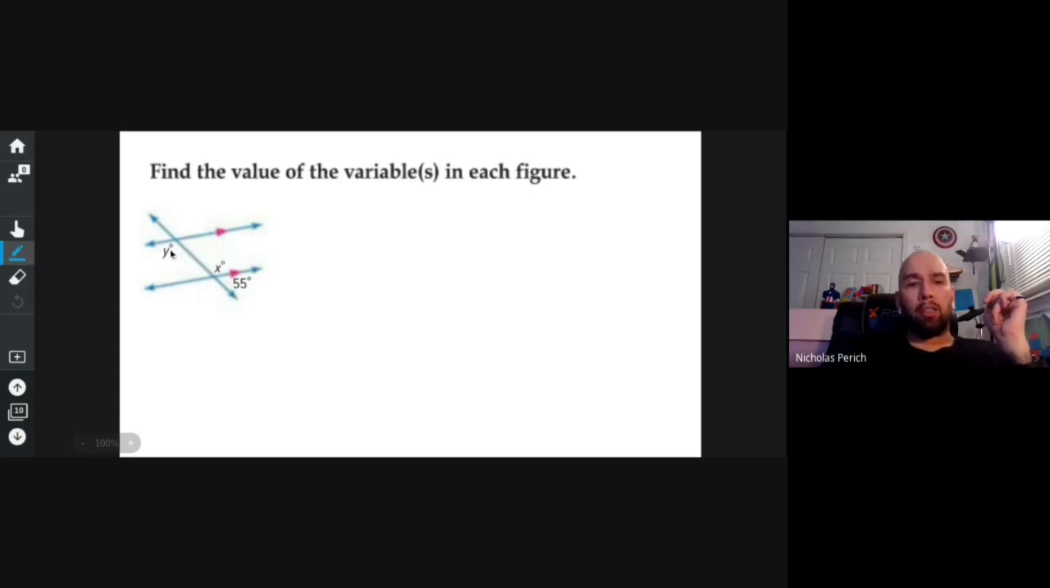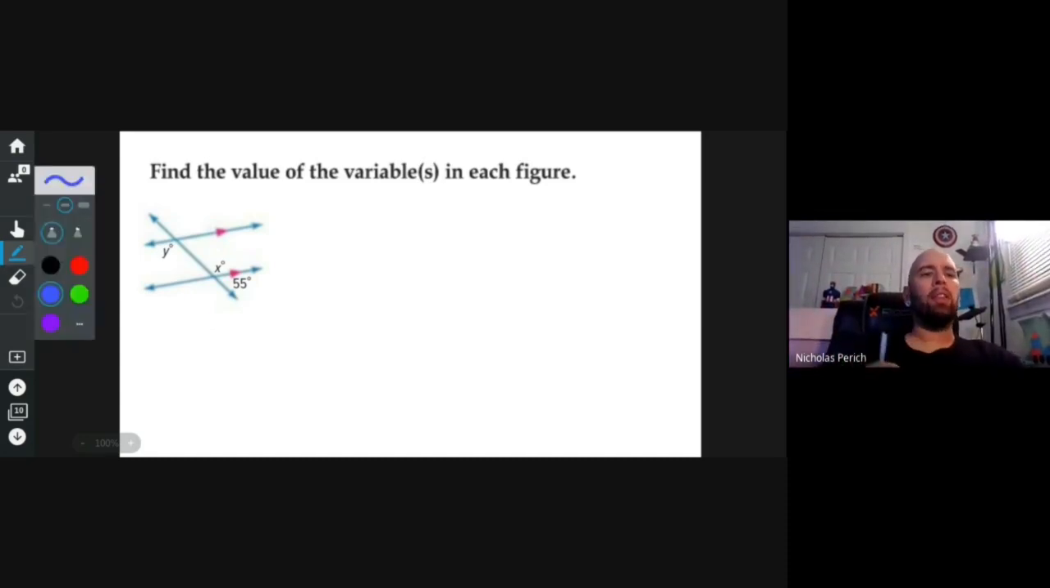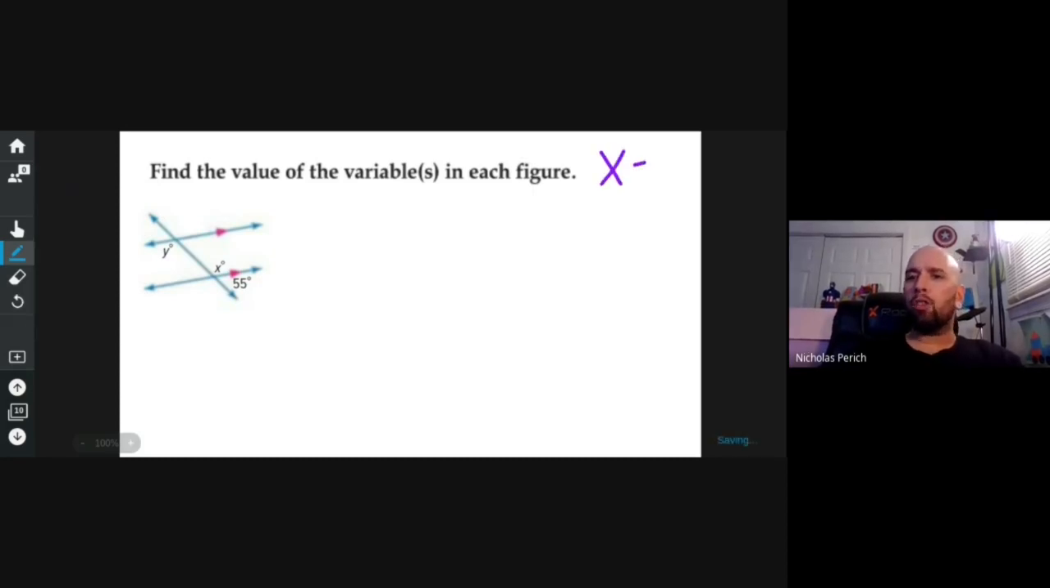Now look at y and x. These are my parallel lines. Y and x are on the inside of them. They also alternate, which according to the alternate interior angles theorem, means they're going to be equal. So what do I know in my brain? Everything that I do in my brain, I'm going to make in purple. I know that whatever x is, y is going to be the same thing because of the alternate interior angles theorem.